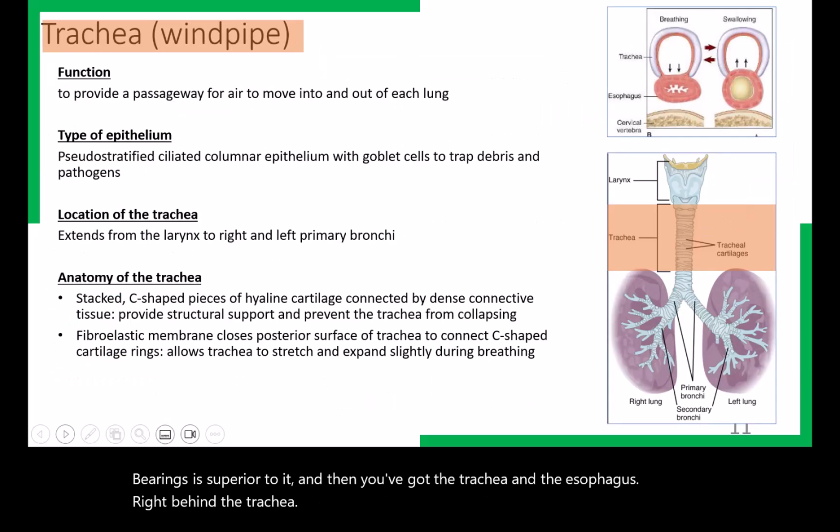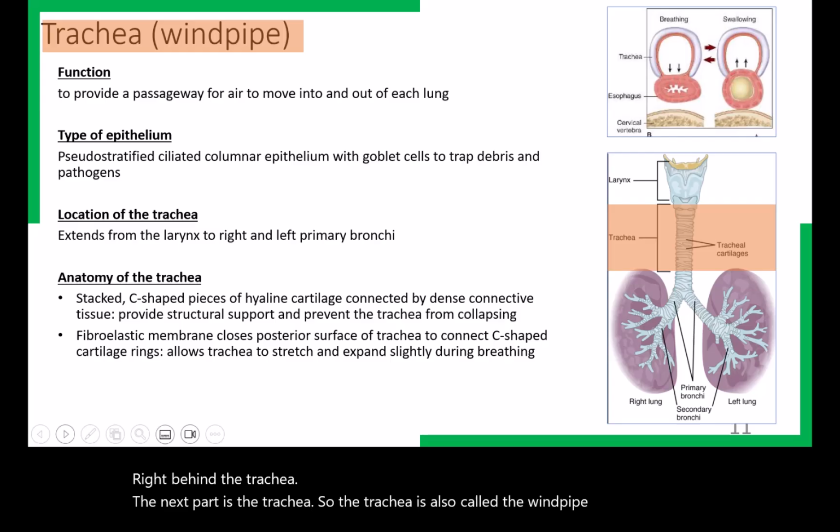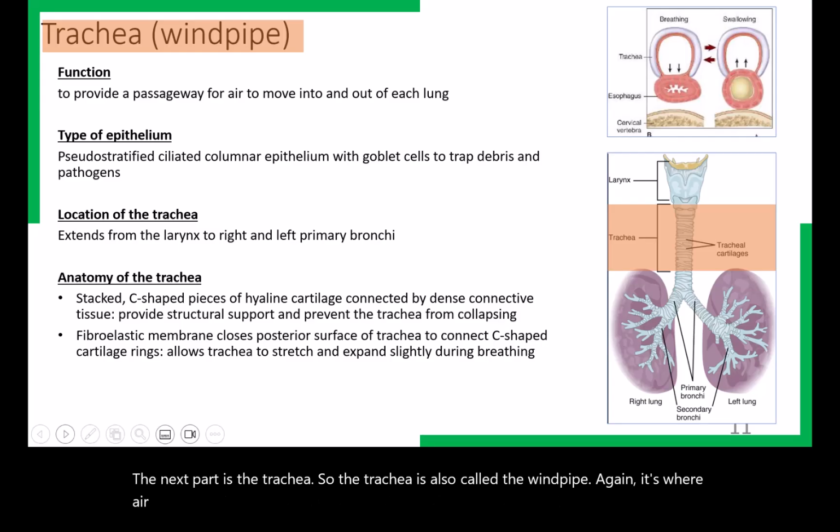The next part is the trachea. So the trachea is also called the windpipe. Again, it's where air goes to next after it enters in through the nasal cavity, the pharynx, the larynx.